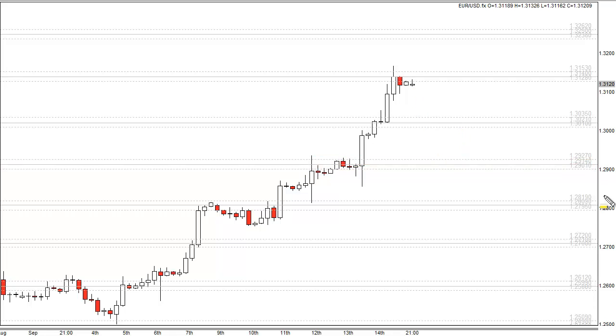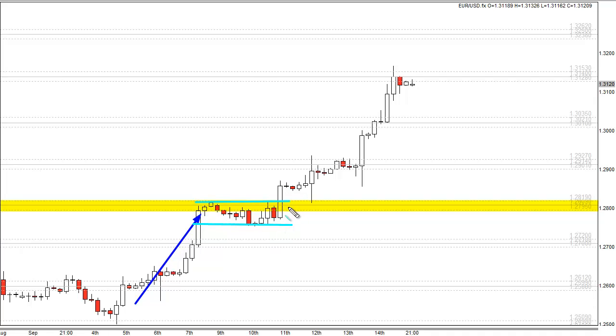Below that, we have the 1.2800 through to the 1.2820. Again, this was quite a significant area recently. Price came up and it bounced along it for quite some time. And also in the past, this area has been quite significant. So I'll definitely be looking for some bullish reversal trades.